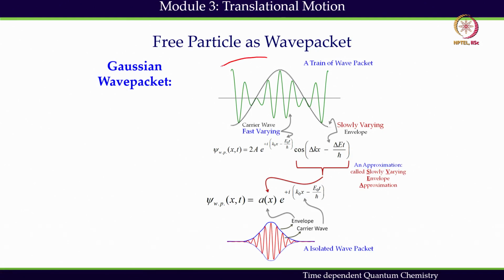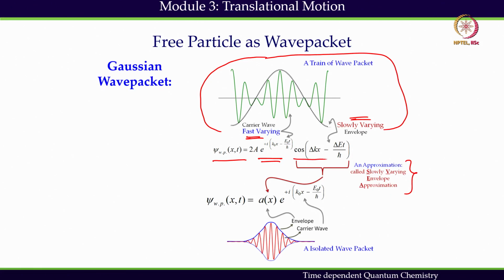This is the form of the train of wave packet we have shown previously. It comes directly from the simple interference of two different matter waves, and we have seen that it has two different components, fast varying components and slowly varying components. Every wave packet will have these two components. What we are doing here now is using a slowly varying envelope approximation. Under this approximation, this slowly varying component can be used as an envelope function.